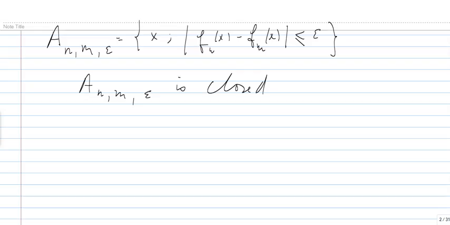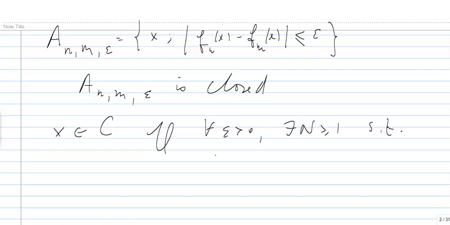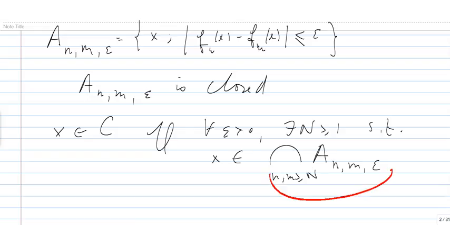Now what does it mean that x belongs to C? This means that the sequence is Cauchy, which means, let's write it this way: for every epsilon there exists N such that x belongs to the intersection of all A_{n,m,epsilon}, where n and m are greater than N. This set here is closed because it's an intersection of closed sets.